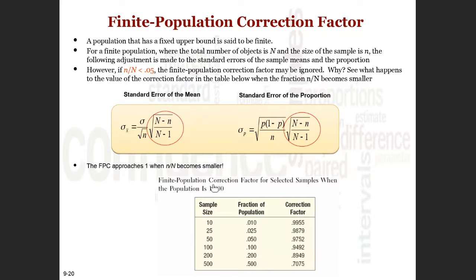So the finite population correction factor for selected samples when the population is 1,000. We have a sample size of 10, which is 10% of the population. That's the correction factor. As the sample size increases, if we have 500, that's 0.5 of the population, the correction factor is 0.7075.